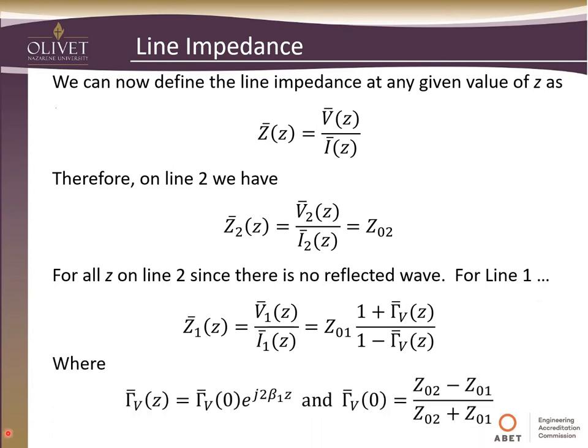So in this case, we know that our reflection coefficient of z is some initial value times this phase function here, e to the j beta z. And so here we define this initial reflection coefficient as just the difference in our two impedances at the discontinuity over the sum of those two. So this is a pretty important starting point right here, our initial reflection coefficient.